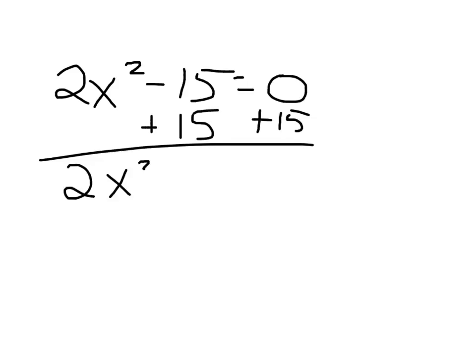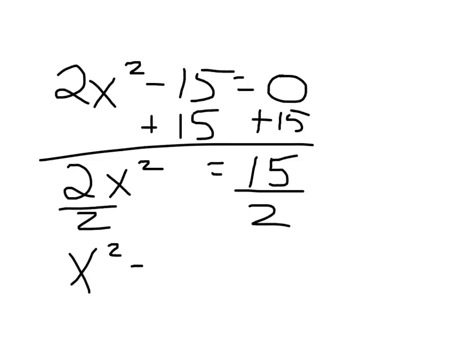I get 2x squared equals 15. Then I divide by 2. Now, some of you were telling me that it was still 15 halves, and some of you were telling me that it was 7.5. Which one's correct? Both.